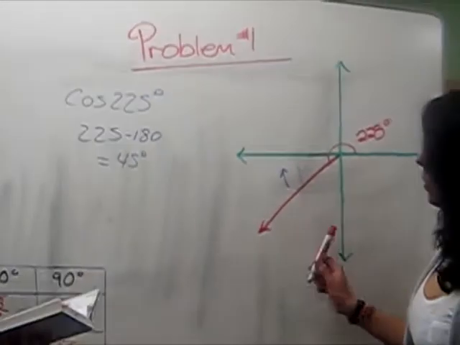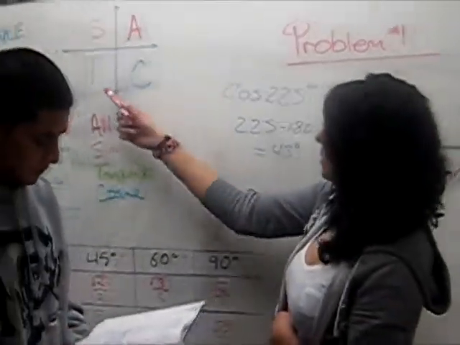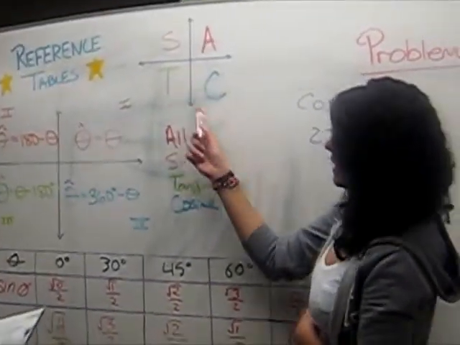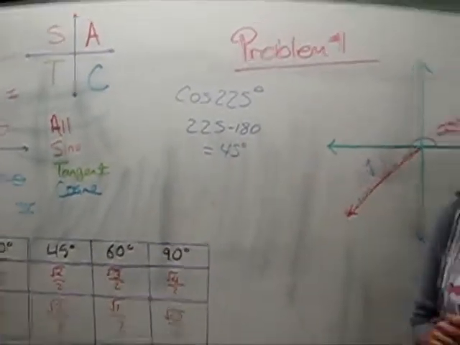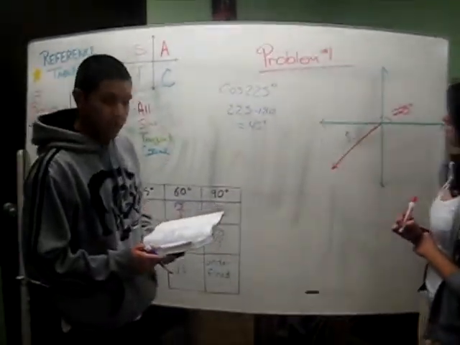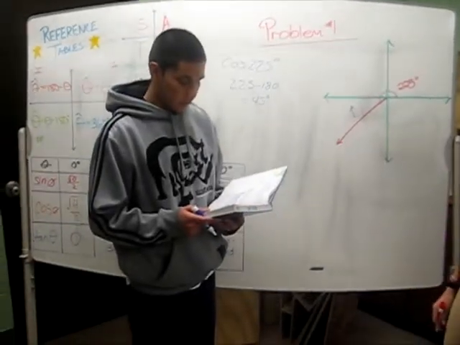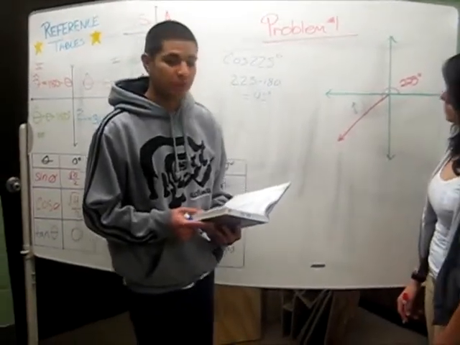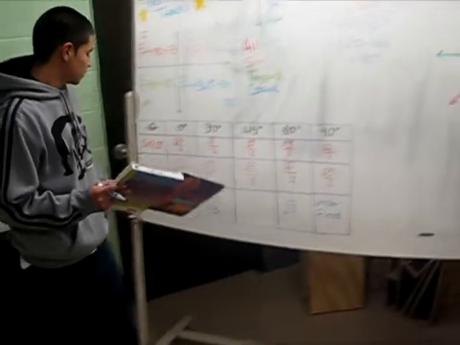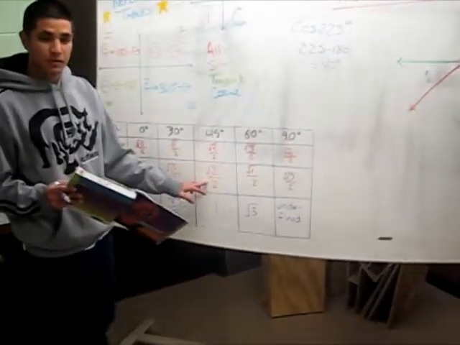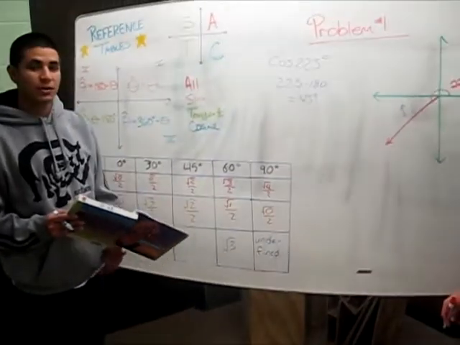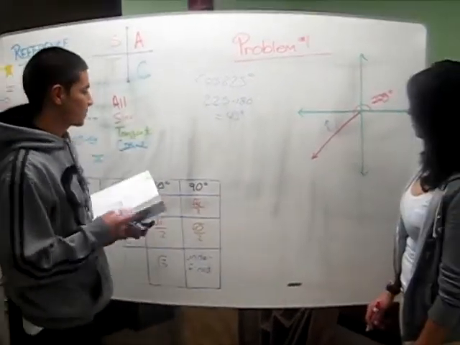And since it's in the third quadrant, we have to go right back to our table. In third quadrant, only tangent is positive, so that would make this answer negative. Okay, and now you have to refer to the third reference table that we showed you, which is down here. And you look for cosine, and you come over to 45, which is radical 2 over 2. And since it's in quadrant 3 and it's negative, the answer will be negative.